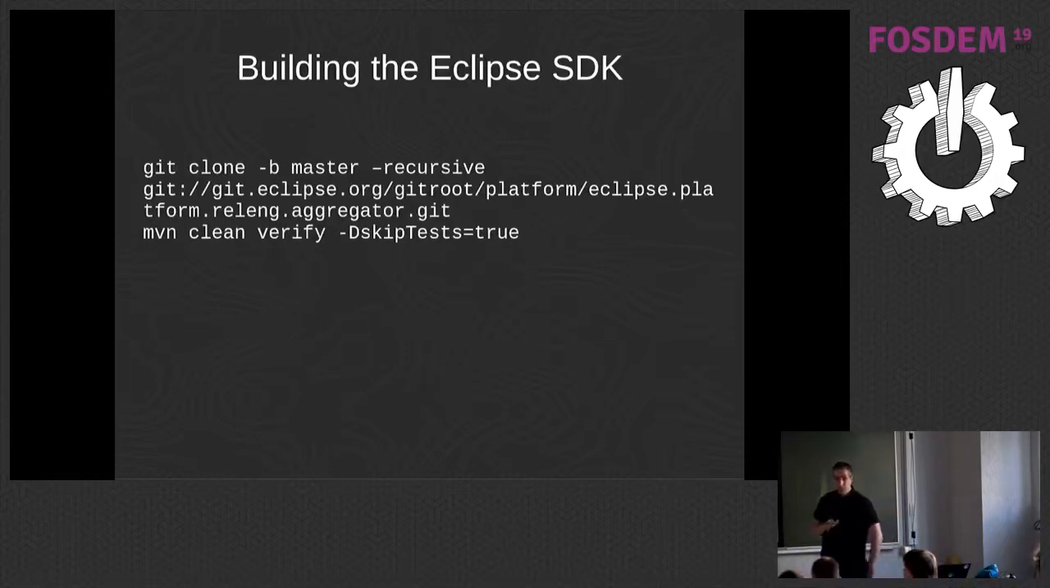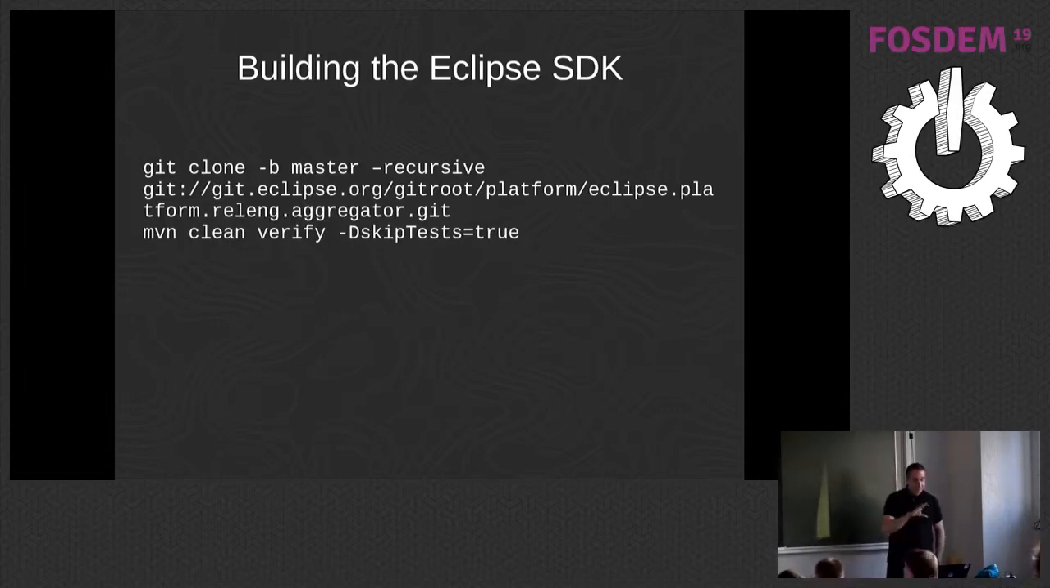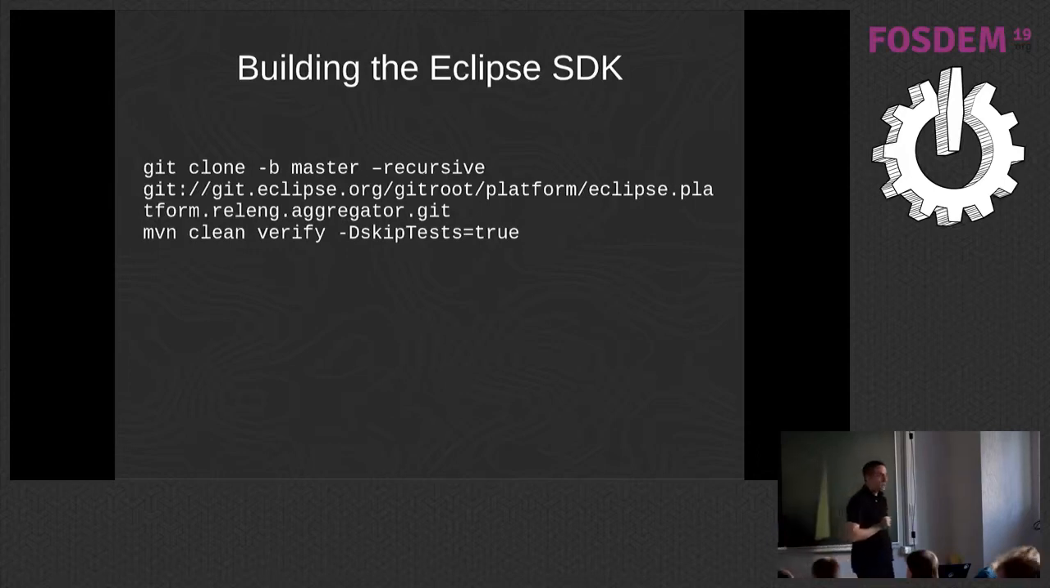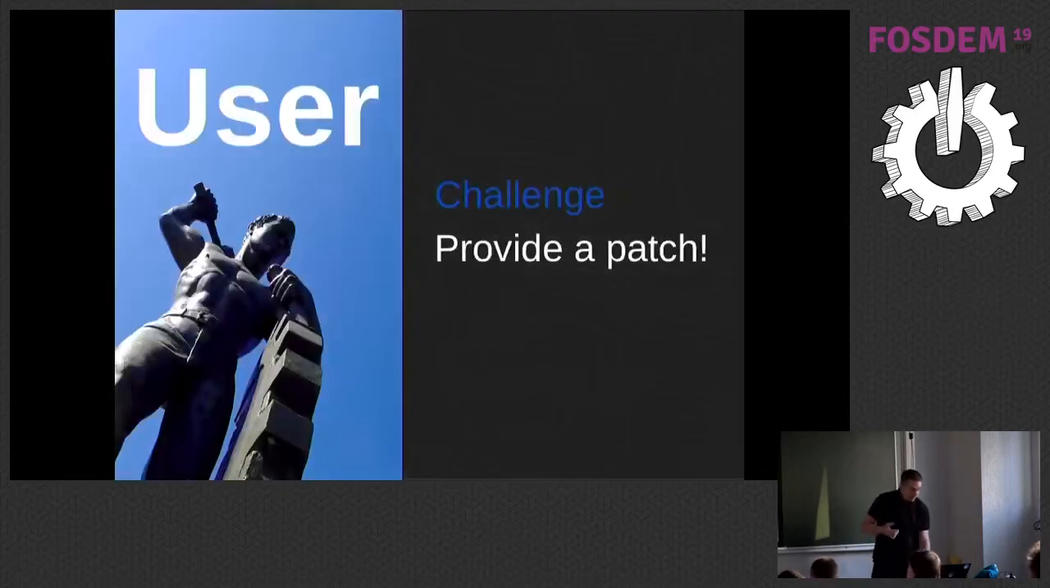For example, to build the Eclipse SDK, you only have to issue these commands into the command line. And then a few hours later, you will have the Eclipse SDK. That is completely changed from the process 5, 6, 8 years ago, where it basically was impossible to build Eclipse if you were not working for IBM and had access to the internal IBM servers. So if you just want to clone the code, maybe try something out, you can actually build it. You don't have to. You can also just provide a patch.